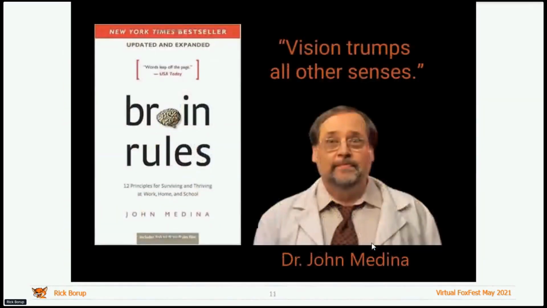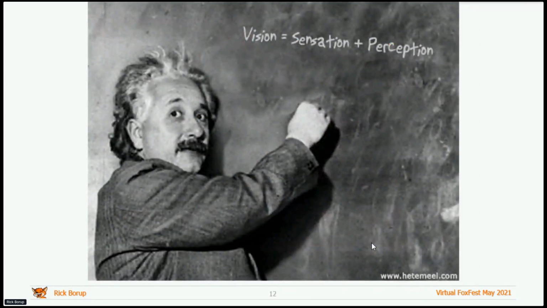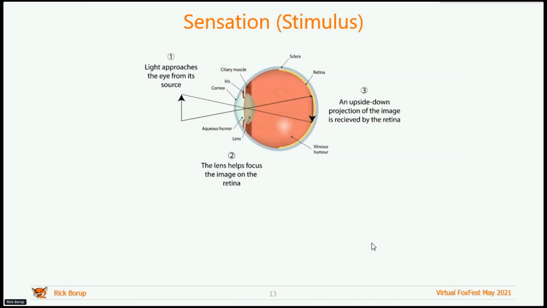There's a really interesting book called Brain Rules by Dr. John Medina. I'm going to reference several books during the session here, and all of them are on my bookshelf. If you're interested in pursuing any of these, I can recommend all of these books to you. Anyway, he makes the point that vision trumps all other senses. Vision, in most animals, including us, of course, as humans, has two parts. There's the sensation, which is the physical stimulus entering the eyeball.